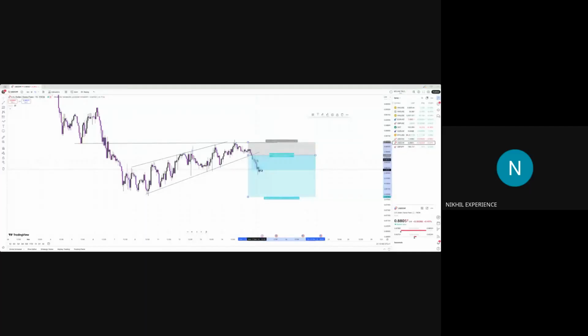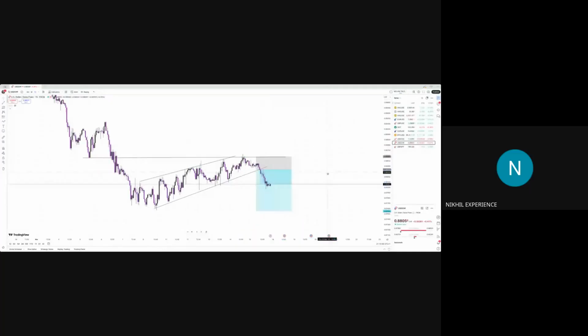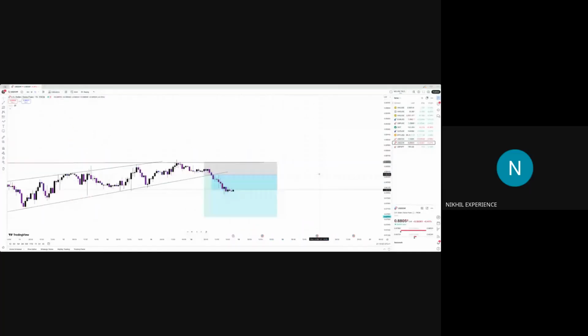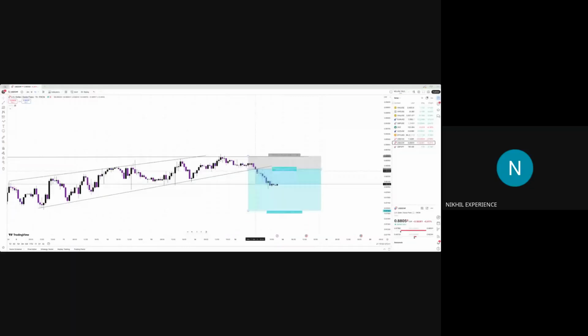In ICT, they call it sniper entry. The exact point where it broke out from here, that is it. Price came down a little bit. Let me put it well. The exact point where it broke out from, this is where you put your entry.